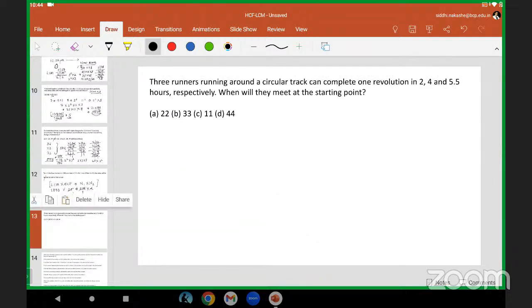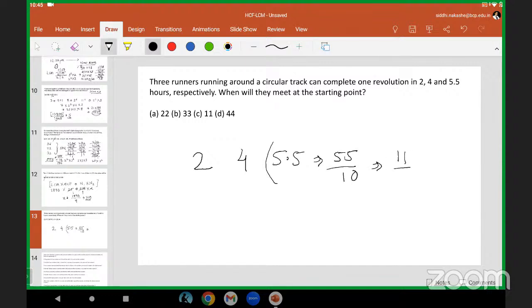One more question. Again, we need to find the starting point. There are three runners running around a circular track, and they can complete one revolution in 2, 4 and 5.5 hours. So now let us look at those numbers carefully. We have 2, we have 4, and 5.5 is nothing but 55 upon 10. So we can also say that this is 11 by 2.